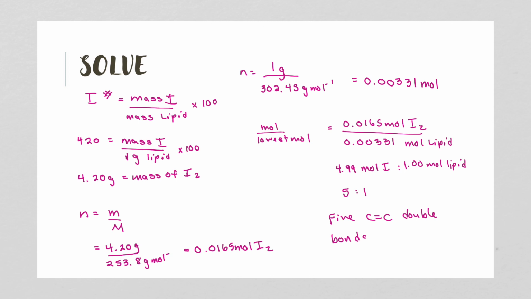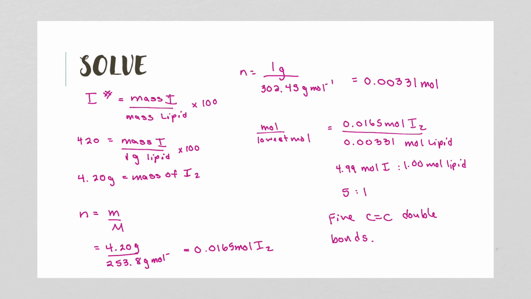In this sample. So this isn't overly complicated, it just takes a few steps. For these ones, the first thing you need to do is find the mass of iodine per gram of lipids. So you just assume you have 1 gram of lipid. You just take the iodine number and divide by 100. Actually, that is all you have to do for that part.